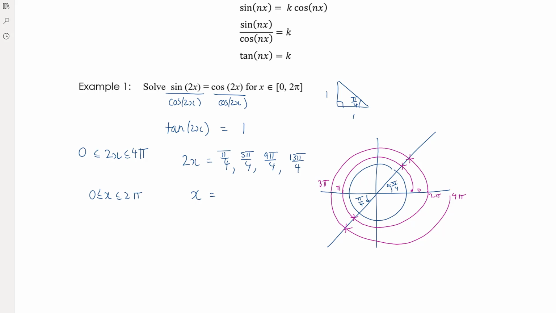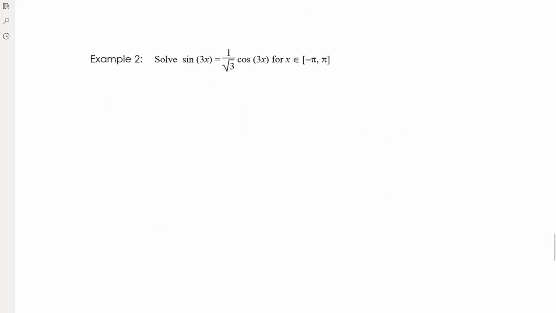Again, you should be able to think about these as all just add pi, add pi, add pi. Dividing them all by 2, they're going to be over 8. So pi on 8, 5 pi on 8, 9 pi on 8, and 13 pi on 8. 4 solutions to that equation. Alright, just one more equation, I think.